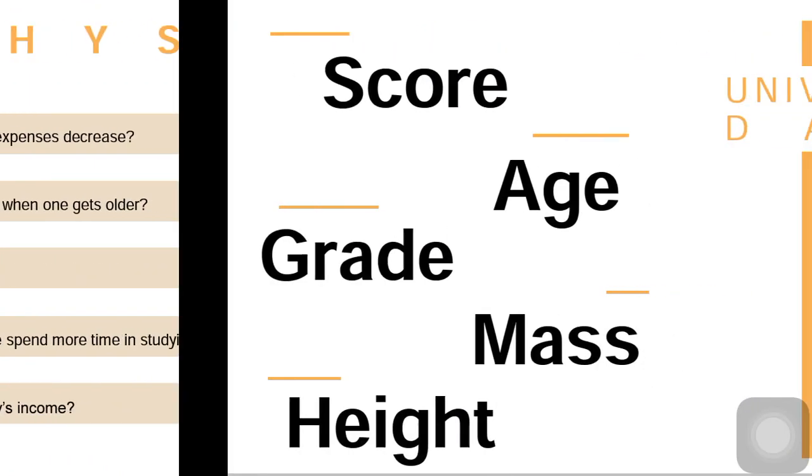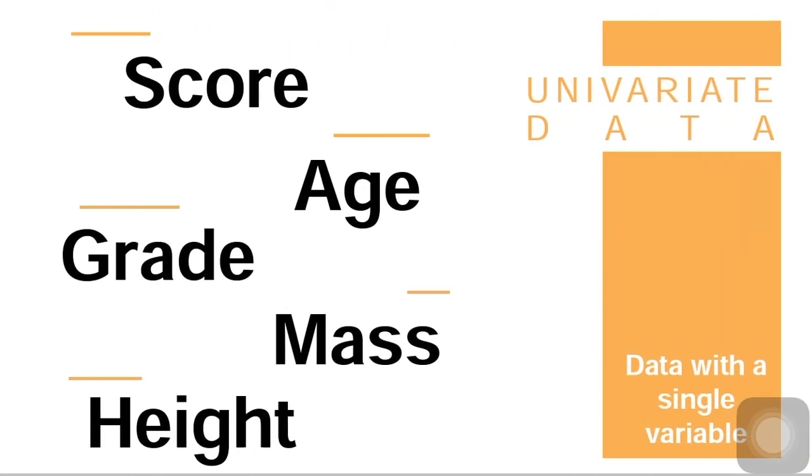We first talk about univariate data. These are data with a single variable. In the previous chapter, we have been dealing with univariate data. For example, score, age, grade, mass, height. These are single data, and we call them univariate data.